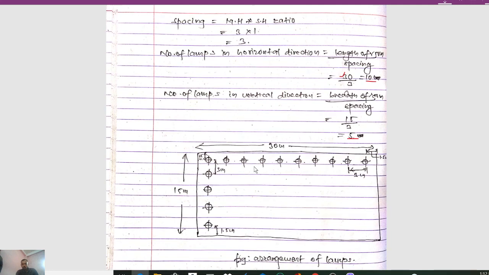So here we have length as 30 meter given. Similarly, here we have breadth as 15 meters. So in the horizontal direction, altogether we have 10 lamps placed. So we have 1, 2, 3, 4, 5, 6, 7, 8, 9, and 10. And each will have a spacing of 3 meters, since the spacing we have calculated is 3 meters. And similarly, in the vertical direction, altogether 5 lamps will be placed having the spacing of 3 meters. So this is the arrangement of lamps.